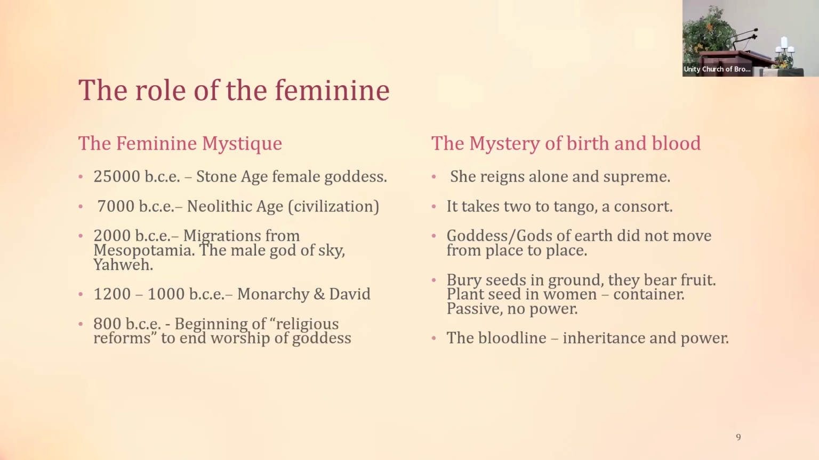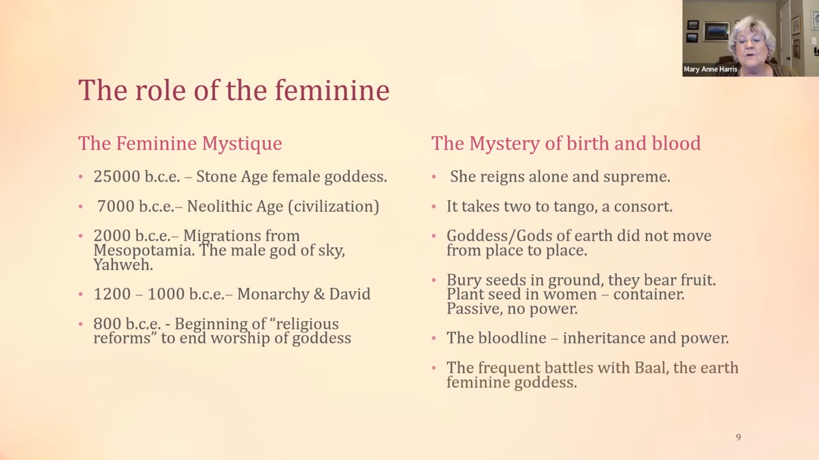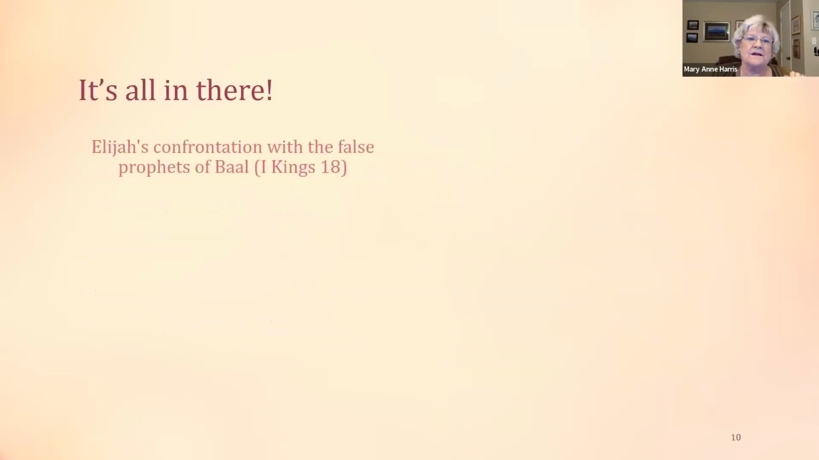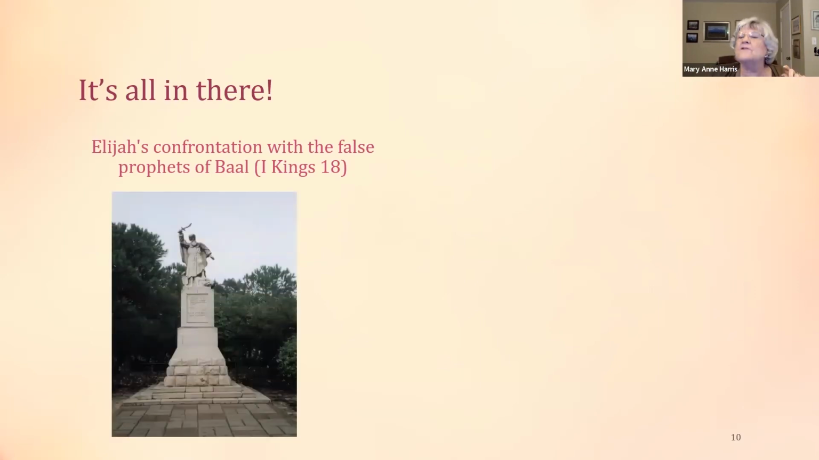Around 800 BCE is the beginning of the religious reforms to end the worship of the goddess, and the god's name was Baal, B-A-A-L. And we see this throughout the Old Testament. One of the most famous parts is Elijah's confrontation of the false prophets. See, there weren't false prophets of Baal, but according to the sky god Yahweh, they were. In 1 Kings, here is Elijah on Mount Carmel, raining down the fire that would kill the false prophets of Baal. So it's all in there.